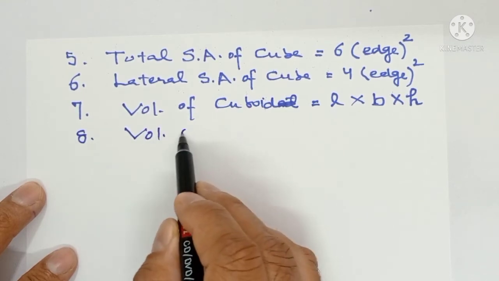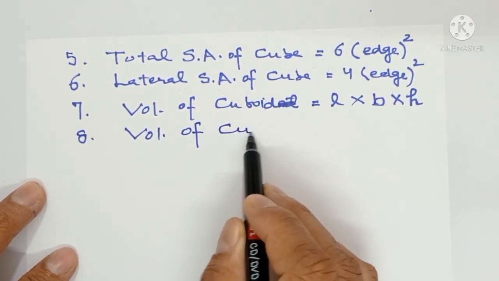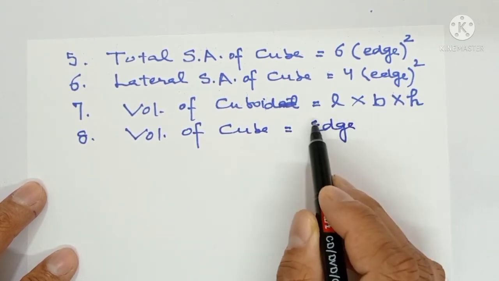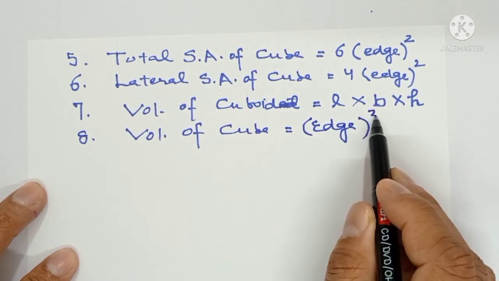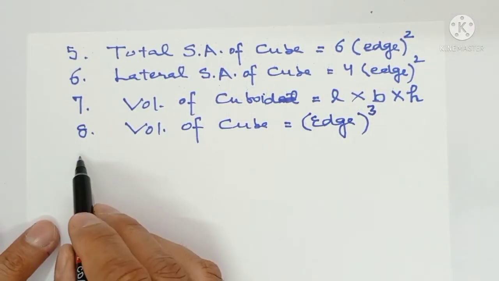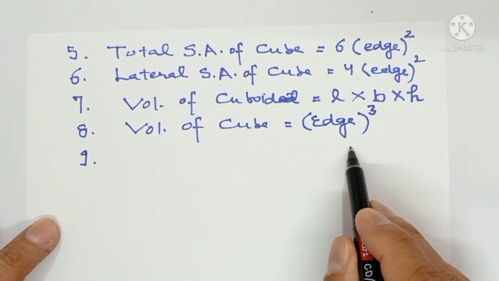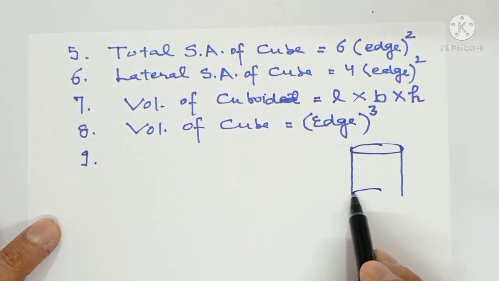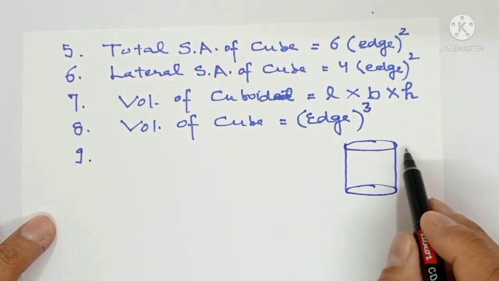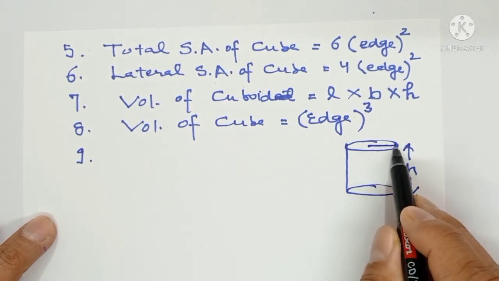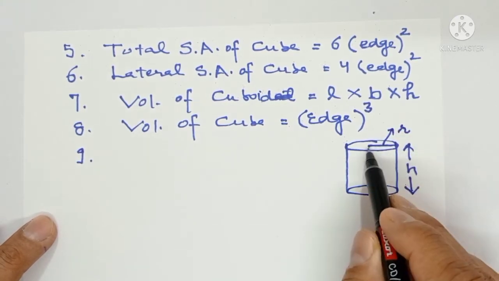Now volume of cube. Volume of cube you can write as edge whole cube or side whole cube. And the unit of volume is like meter cube, centimeter cube, etc. Now I am discussing cylinder. See, this is a cylinder, right? This is the height of the cylinder. This is the radius of the cylinder.